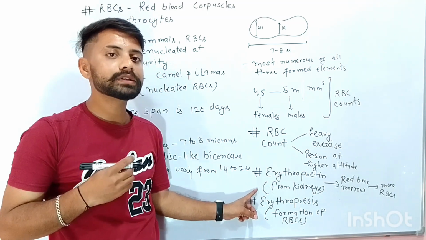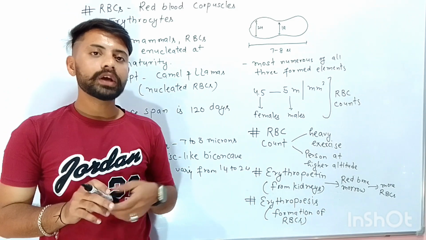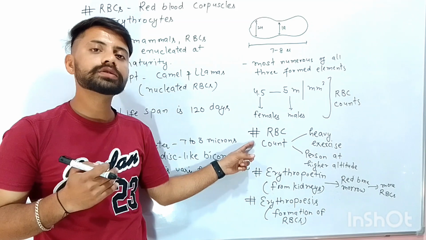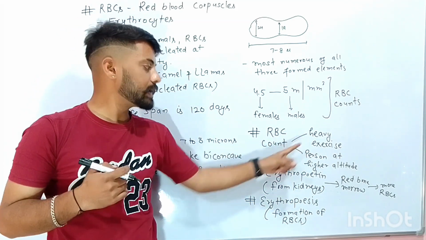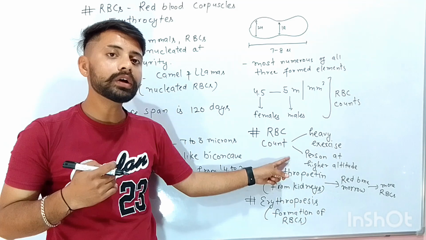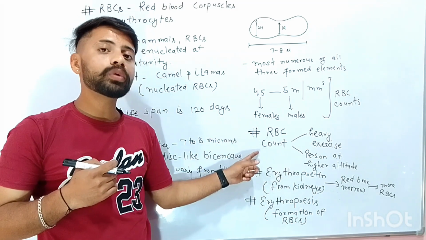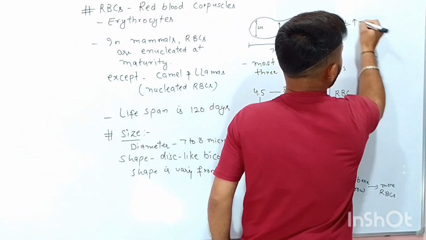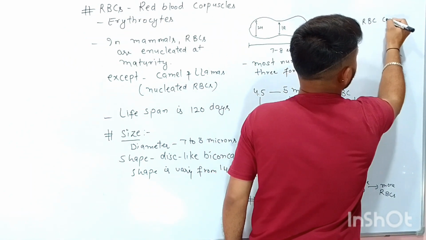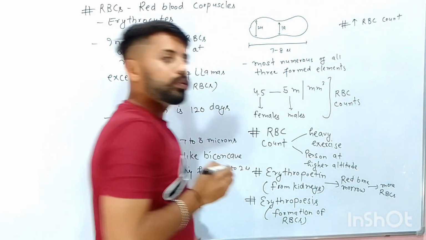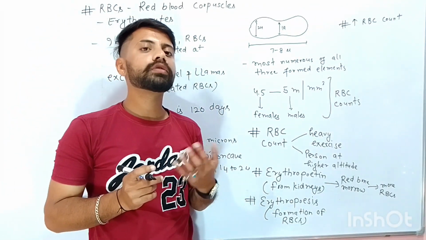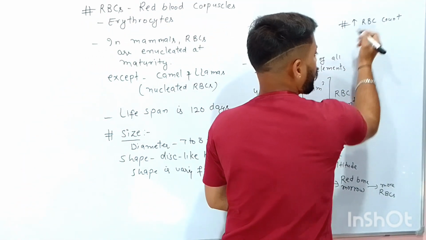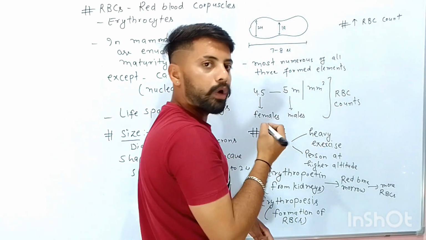The RBC count can also increase abnormally. Here it was requirement-based, that is more oxygen is required during heavy exercise and if the person is at a higher altitude. If the RBC count increases abnormally, it could be because of abnormal reasons like chemicals, radiations. If there is an increase in RBC count, then that condition is known as polycythemia.